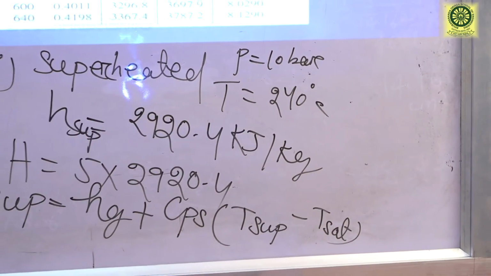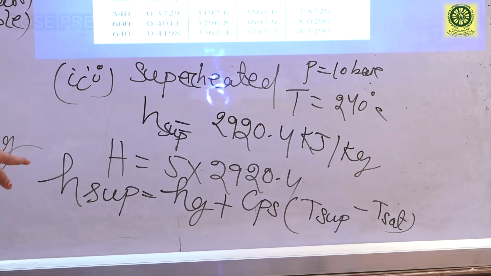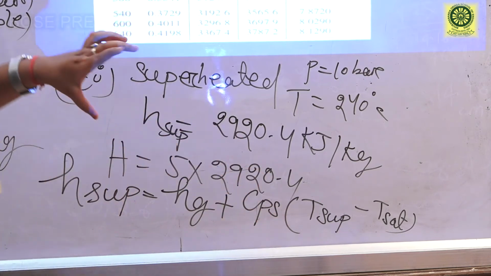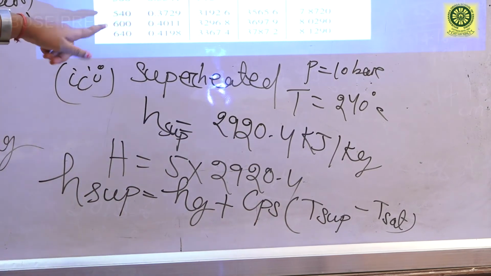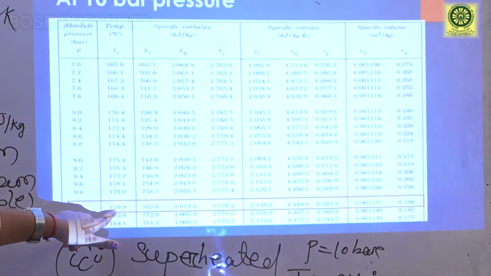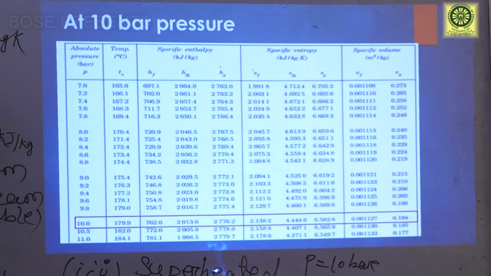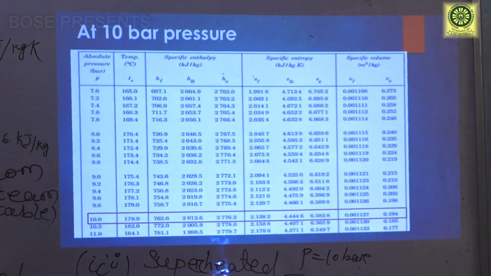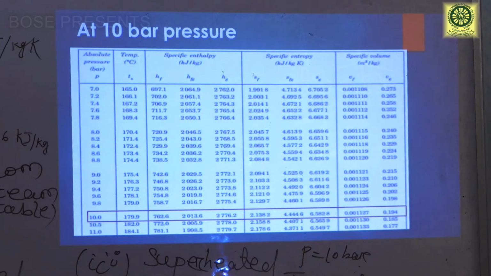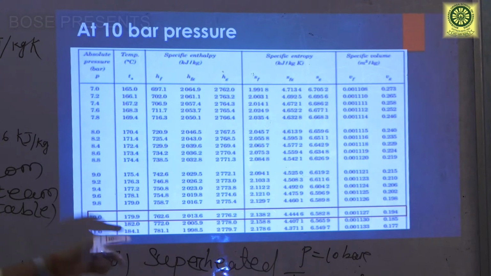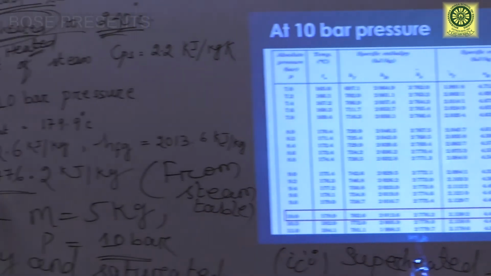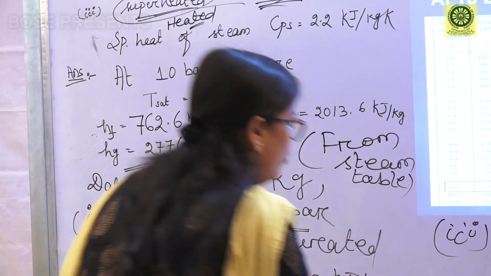Okay. So just put the values and get the answer. See, H superheat is Hg plus the sensible heat, that is the heat increasing the temperature from your saturation temperature, that is 179.9, to 240 degrees centigrade. To increase the temperature from this to this, that is sensible heat, and for that the value is Cps into T superheat minus T saturation, plus Hg. Hg you can already find from your steam table. I have already written it down here. Hg is 2776.2. So just put the values.